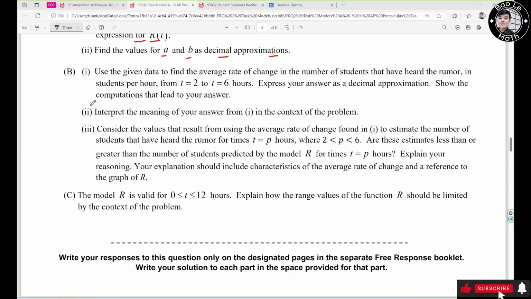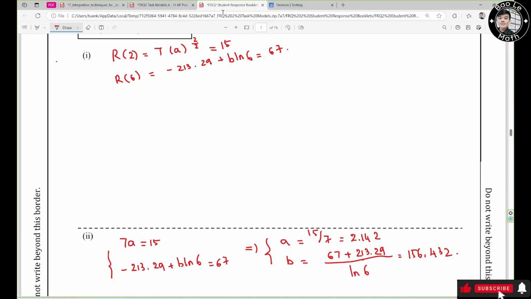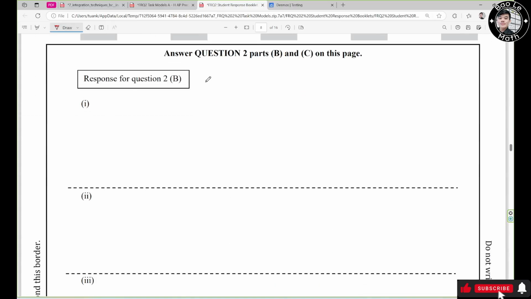Now, question B, I, 2I, and 3I. Use the given data to find the average rate of change in the number of students that heard the rumor, in students per hour, from t equals 2 to t equals 6 hours. Express the answer as a decimal approximation. Show the computation that leads to your answer. We just use the average rate of change formula, f of b minus f of a over b minus a. In this situation, it is R(6) minus R(2) over 6 minus 2.